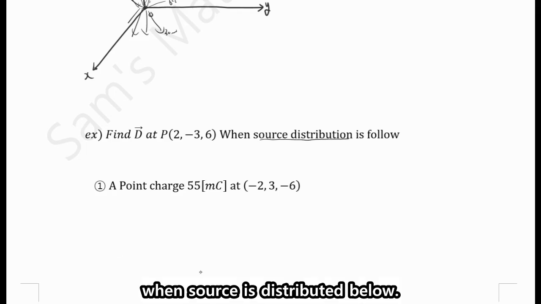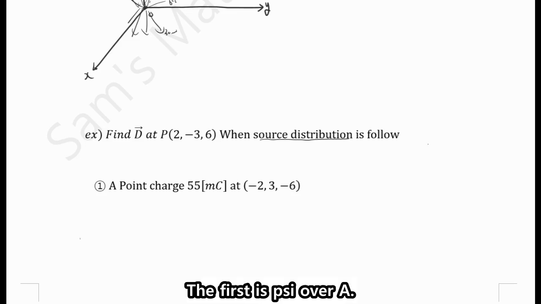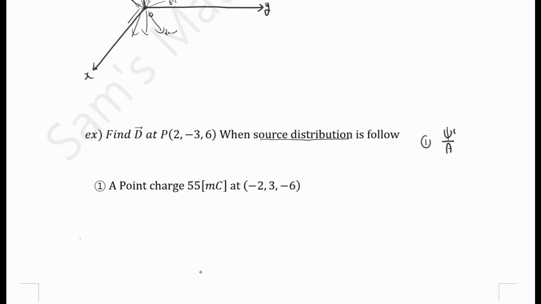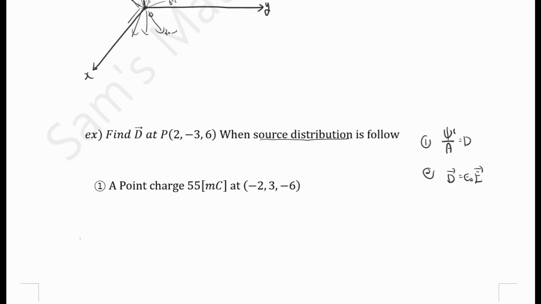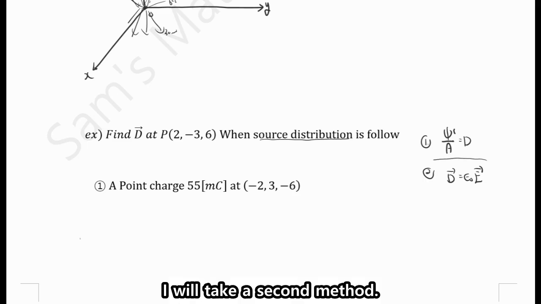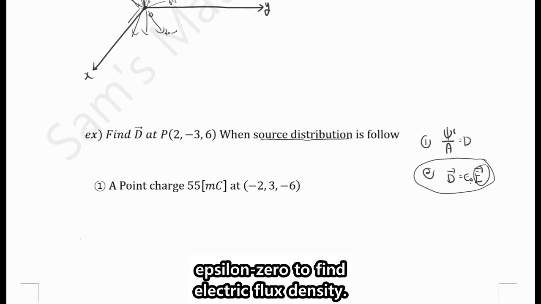The next example is to find the electric flux density at point P(2, -3, 6) when the source is distributed as below. I told you there are two methods to find the electric flux density. The first is psi over A. The second is epsilon 0 times the electric field. I'll take the second method. First we find the electric field and multiply by epsilon 0 to find the electric flux density.